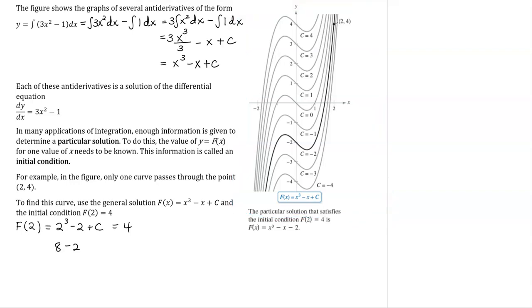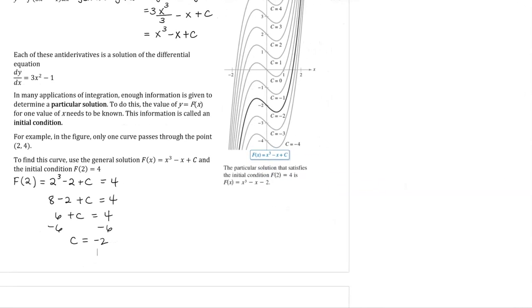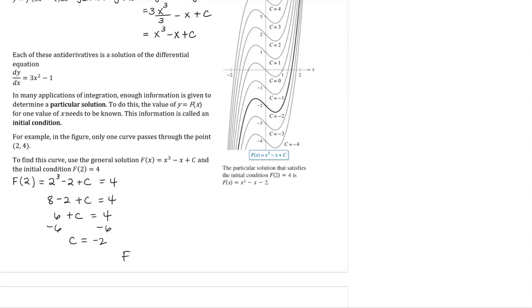So let's go ahead and solve this. We have 8 minus 2 plus C is equal to 4. That's 6 plus C is equal to 4. Subtract 6 from both sides to see that C is equal to negative 2. So the particular function that we were looking for would be the function capital F of x is equal to x cubed minus x, not just plus any C, but the one where the C is negative 2.